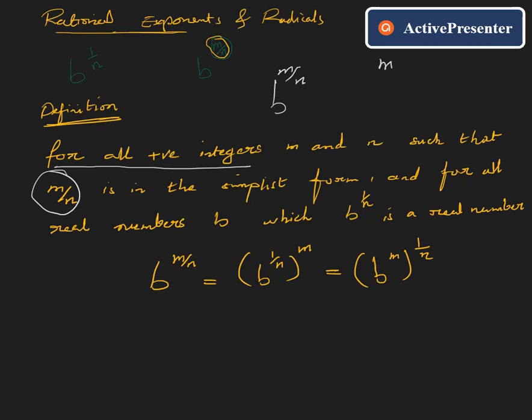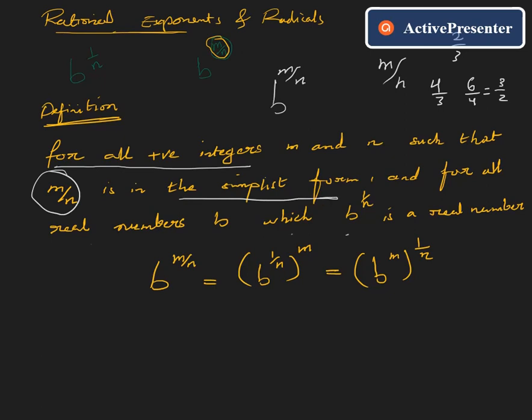This means m over n in the simplest form, like 2 over 3, 4 over 3. 6 over 4 is not in the simplest form; the simplest form is 3 over 2. This is what we mean by the simplest form number.